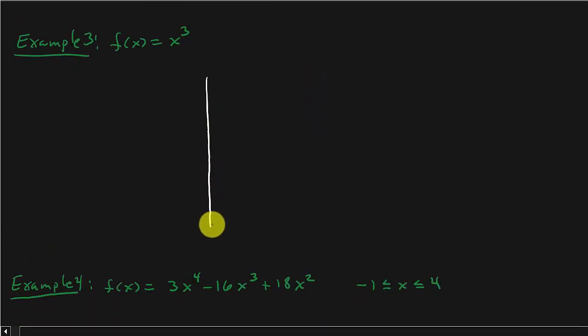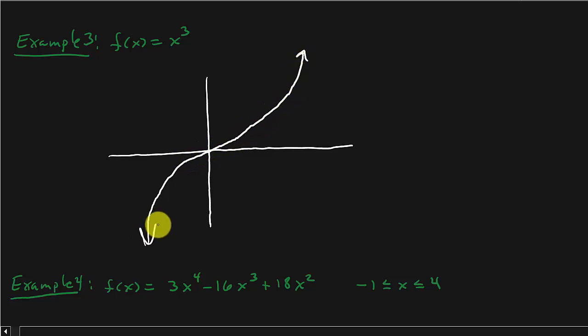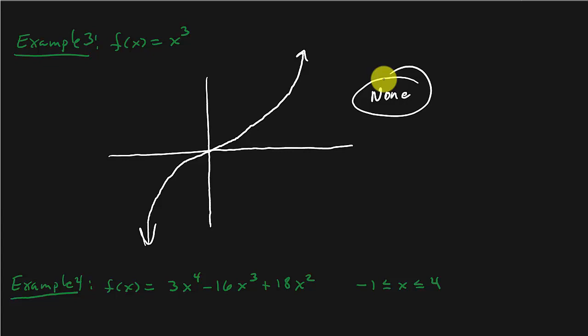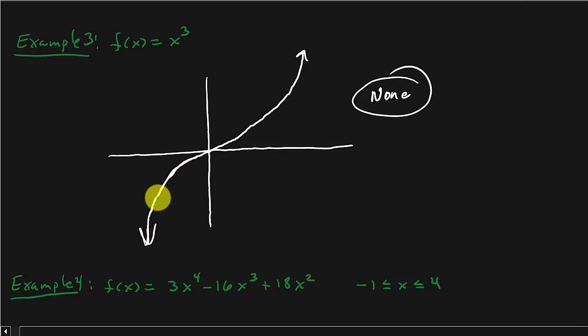Here, if we look at this, that's the graph of x cubed. All right, so what would this one have? Well, can you see this one has none. It has no absolute max or min, and it has no local max or min. Because if you look, this just keeps decreasing, and this keeps increasing.